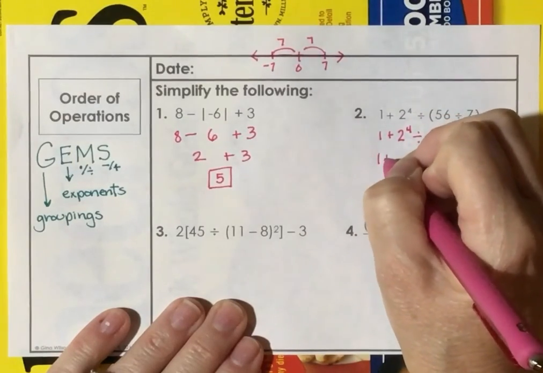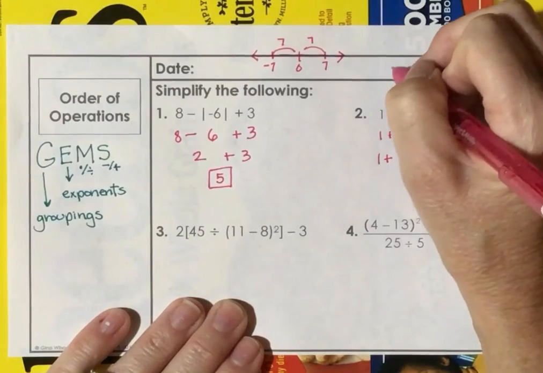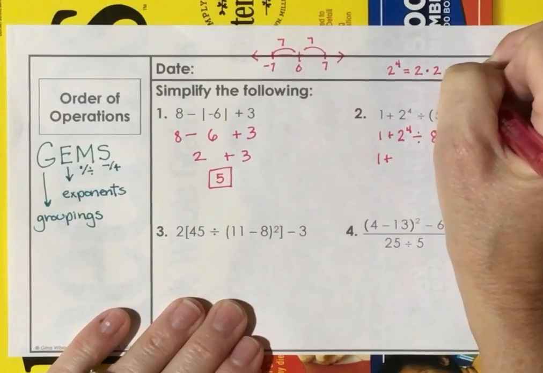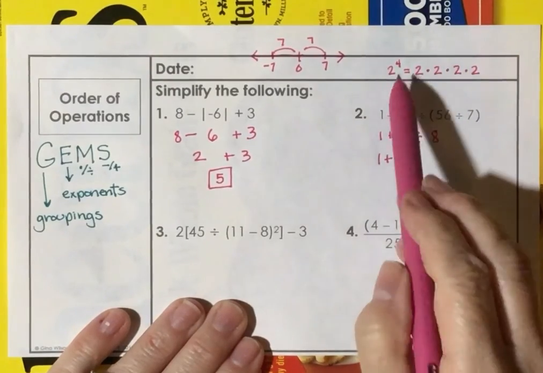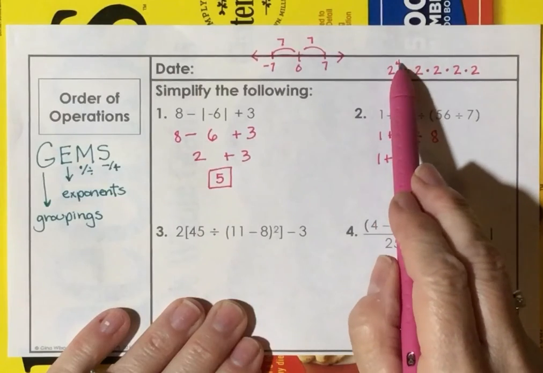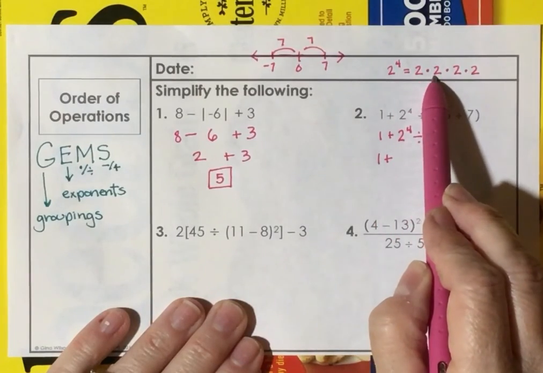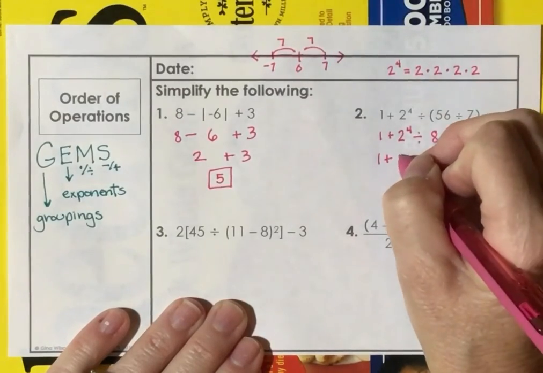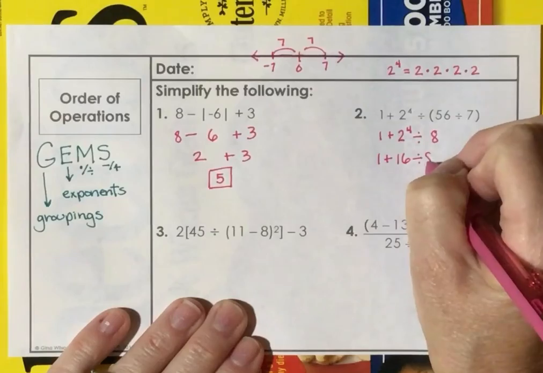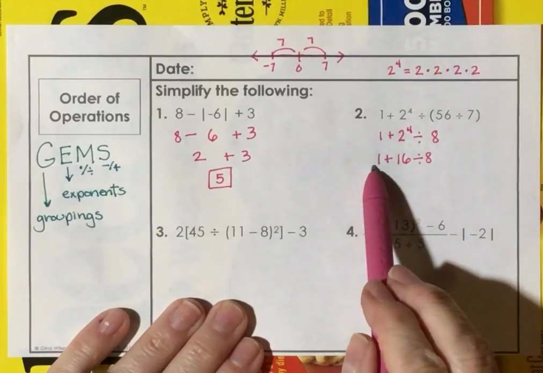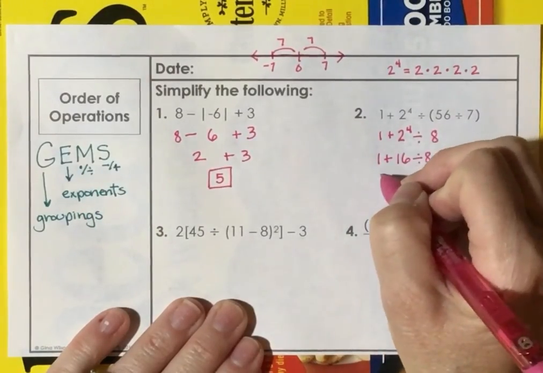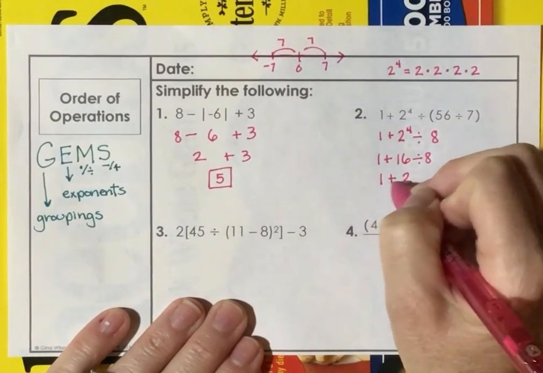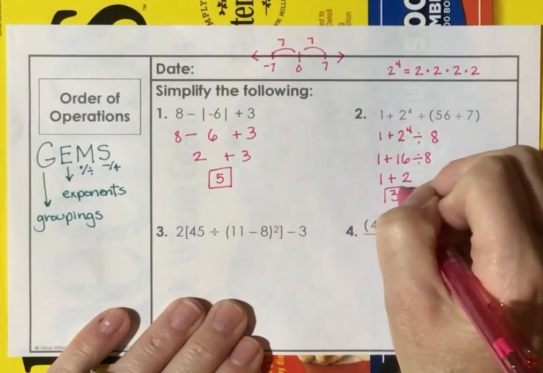So we have 1 plus, remember 2 to the 4th power is the same thing as 2 times 2 times 2 times 2. So you multiply the base this many times. So 2 times 2 is 4, 4 times 2 is 8, and 8 times 2 is 16. So that's 16 divided by 8. Now we're going to do division. Comes before addition, subtraction. So we have 1 plus 16 divided by 8 is 2, and 1 plus 2 is 3.